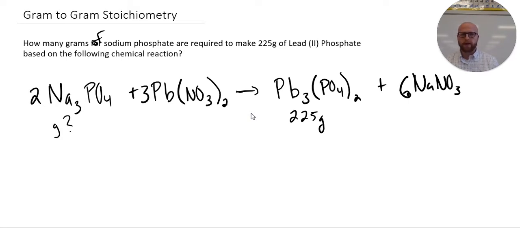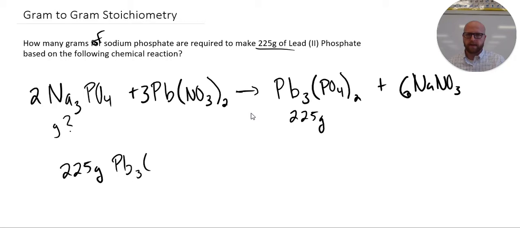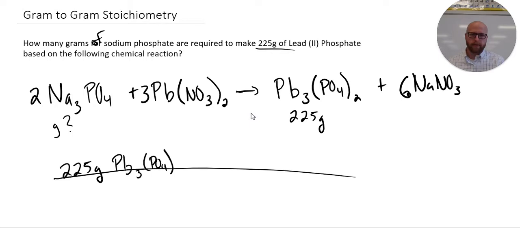All right, we always start with what we're given. In this case, I'm given 225 grams of lead phosphate. So I want 225 grams of lead 2 phosphate. And the first thing I want to do is get rid of grams, okay, because I've got to convert to another chemical, correct? So I'm going from lead phosphate back here to sodium phosphate.